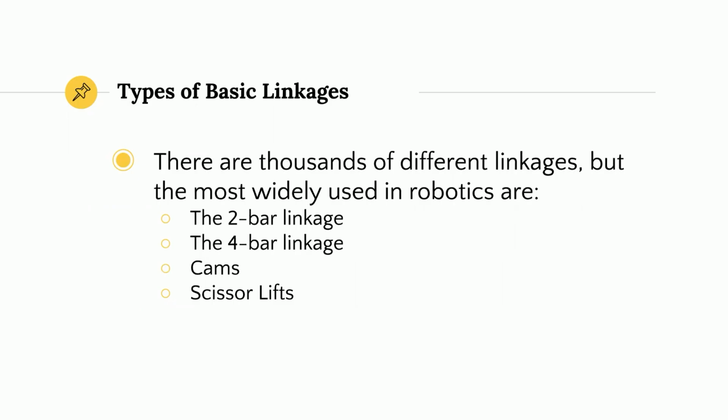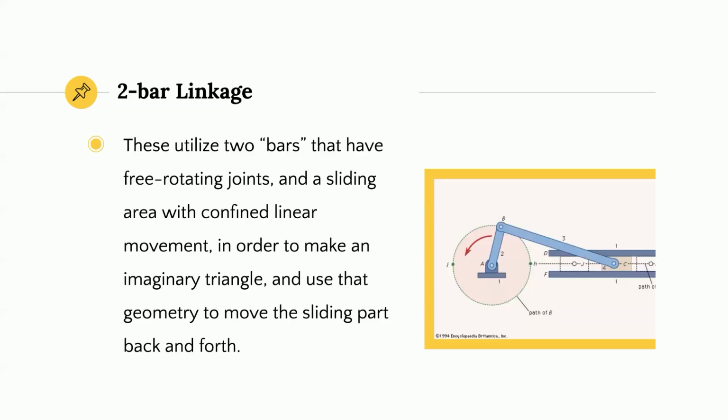Types of basic linkages. There are thousands of different linkages, but the most widely used in robotics are the 2-bar linkage, the 4-bar linkage, cams, and scissor lifts. The 2-bar linkage. These utilize 2 bars that have free rotating joints and a sliding area with confined linear movement in order to make an imaginary triangle and use that geometry to move the sliding part back and forth.